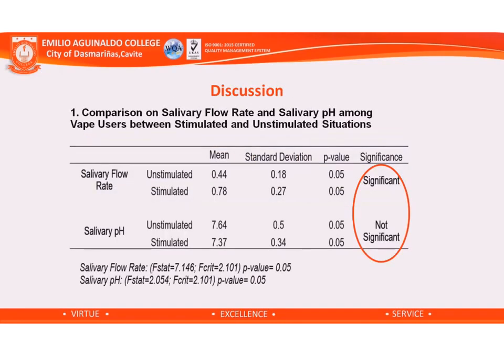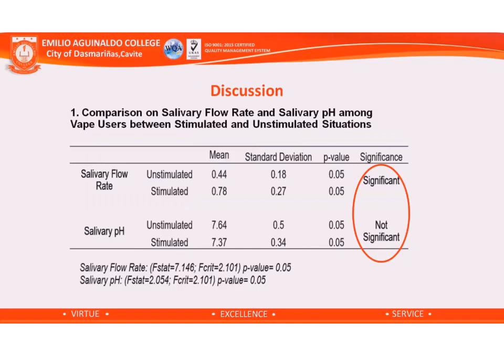For the discussion, the results stated in Table 1 show a statistical difference in the salivary flow rate between unstimulated and stimulated situations among vape users. During stimulated situation, the mean salivary flow rate was demonstrated to be 0.78 ml per minute, which is slightly lower than the normal physiologic flow rate of stimulated saliva.